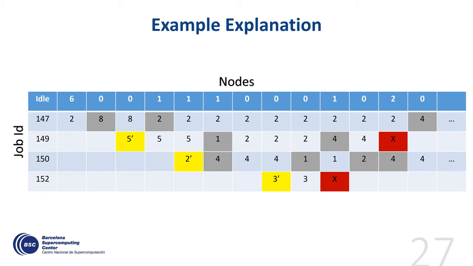In the next iteration, we have a new arrival, job 150, and it needs two nodes. We don't have them available. We only have one idle node. So in this case, the scheduler decided to shrink job 149, and job 150 could start, but not only start, but also expand itself because it had available resources. So the execution continued, and you can see in this table how resources change, trying to maximize the utilization of the nodes. As you can see in the top row, the idle nodes tried to be a minimum. So this is how it works.